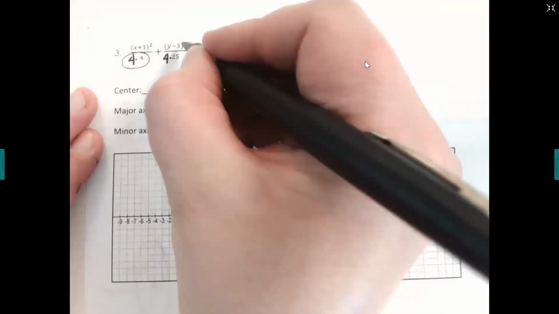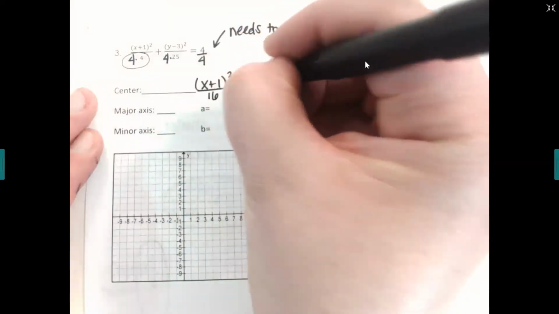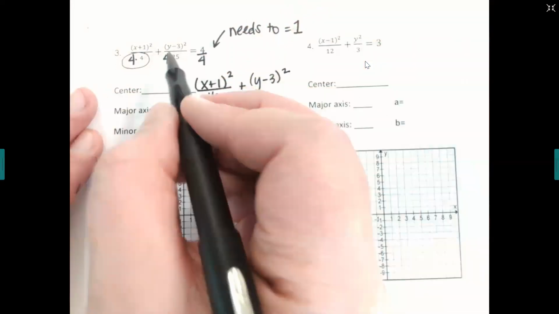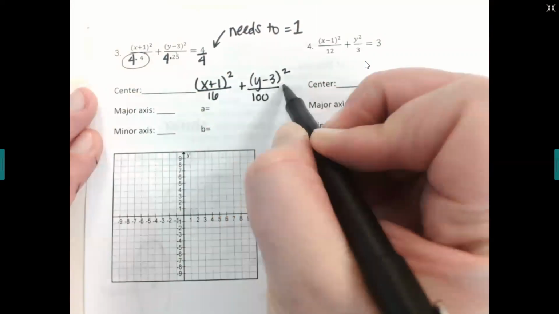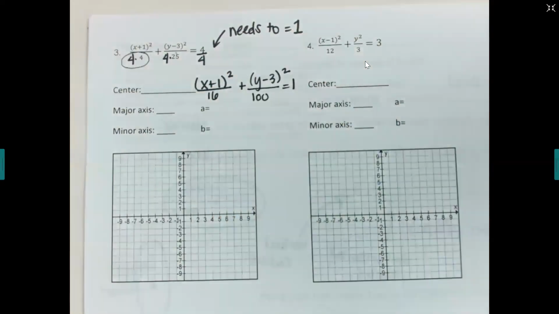Plus y minus 3 squared on top. That doesn't change. But I had a 25. Now I times it by 4. Then now it's a 100. And then the 4 divided by 4, that gives me the 1 that then I'm ready.